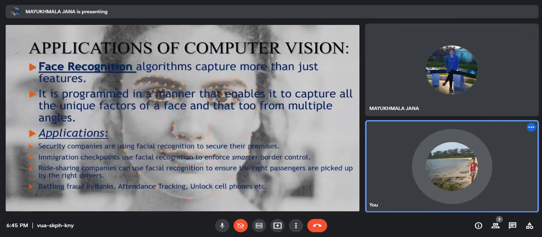From this slide onwards, we will show some applications of computer vision. Face recognition is one such algorithm that helps us to capture all unique factors of a face from multiple angles. Today, more than ever, security is a primary concern. Face recognition can work as a means of access control to ensure that only authorized individuals get into facilities like laboratories, bank vaults, and other sensitive locations. The technology is being included in our cell phones to unlock phones. If a phone is stolen, sensitive data remains inaccessible by the perpetrator.